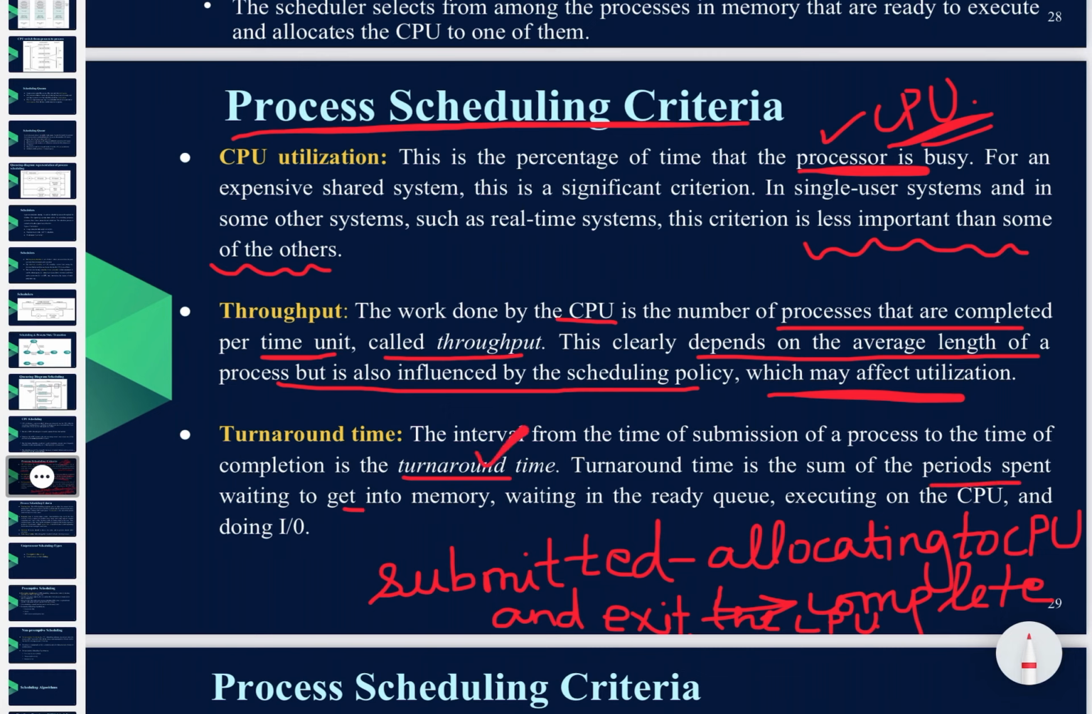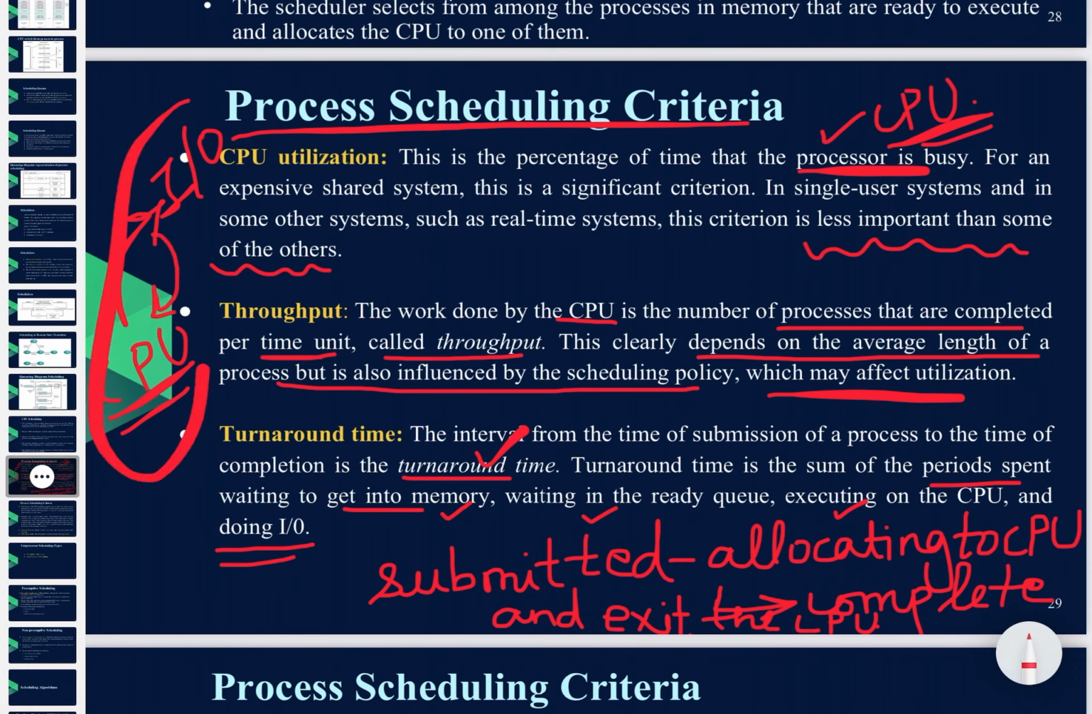Turnaround time is the sum of periods spent waiting to get in the memory, waiting in the ready queue, executing on the CPU and doing the IO. Whole thing is calculated as the turnaround time. This process will go in the CPU. Then suppose it needs an IO request, it will go in the IO queue, and then again it goes in the CPU for its execution. This whole thing is called the turnaround time.